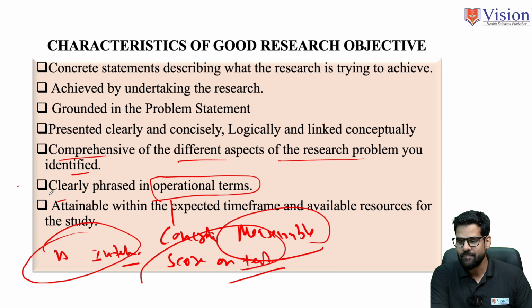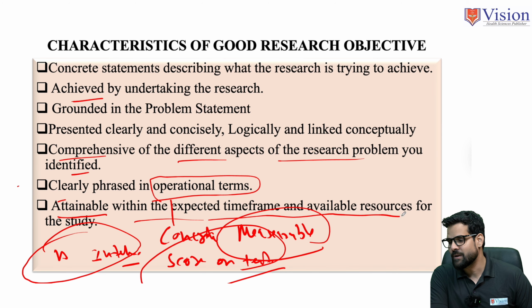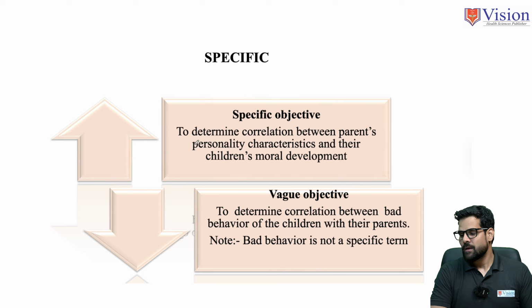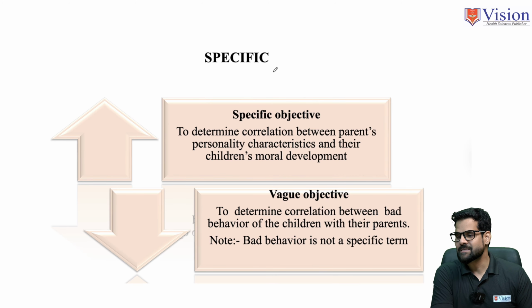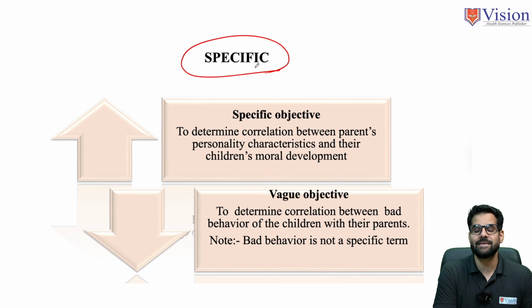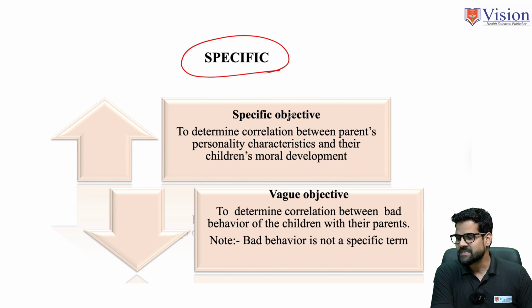Okay, attainable, of course, is related to what we have discussed here. It should be achievable within the expected time frame or available resources for the study. Now let's discuss some of the important characteristics one by one. Now the first one is specific. The objective must be specific. Now let's see an example of a specific objective.